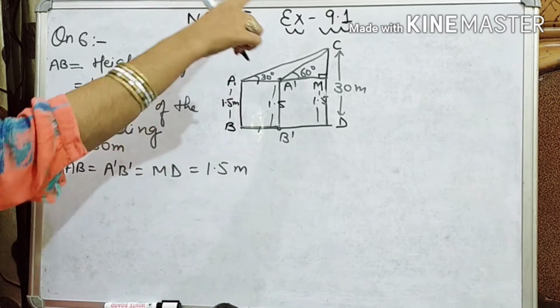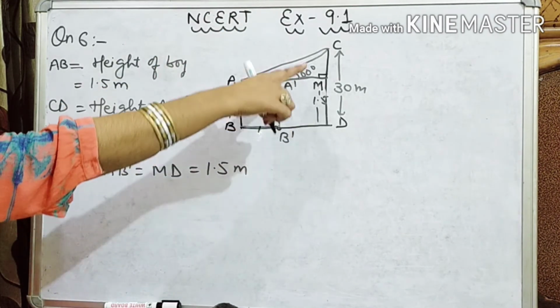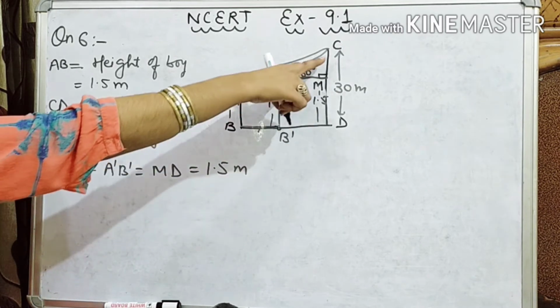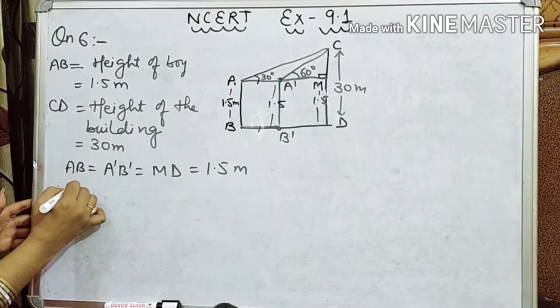But as CD is 30 meter, right, and MD is 1.5, what about this CM? Can you tell me the value of CM now?